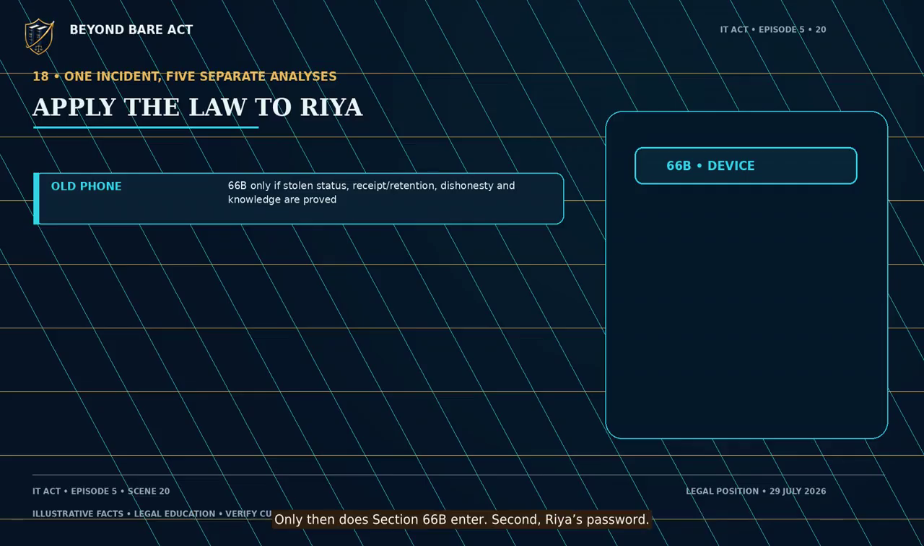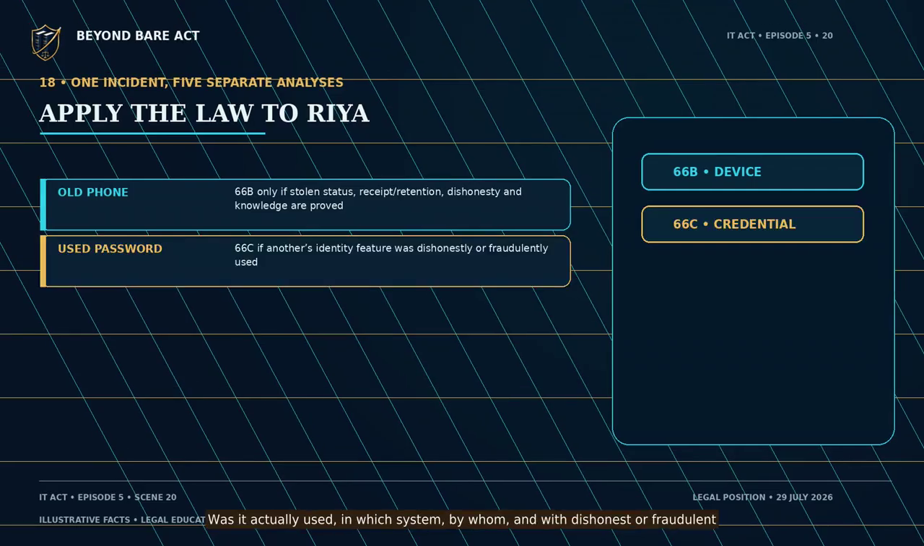Second, Riya's password. Was it actually used, in which system, by whom, and with dishonest or fraudulent intention? Those are Section 66C questions.